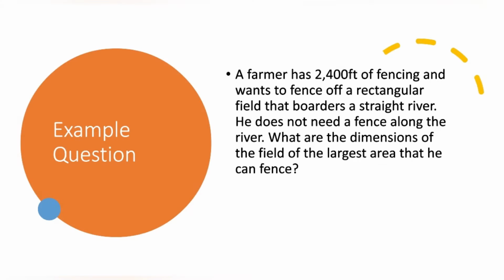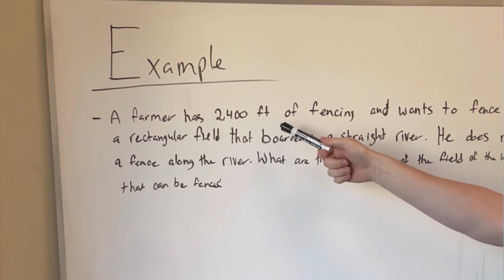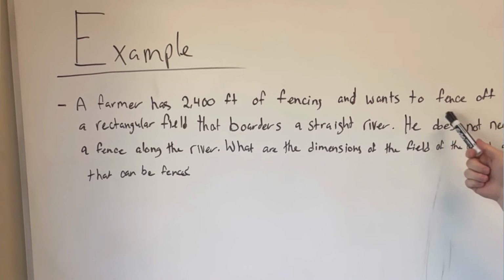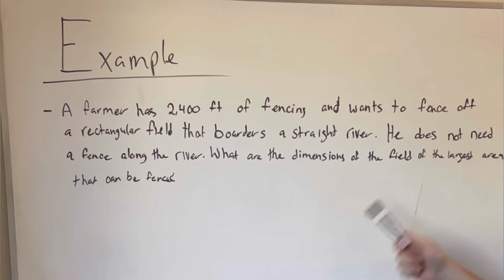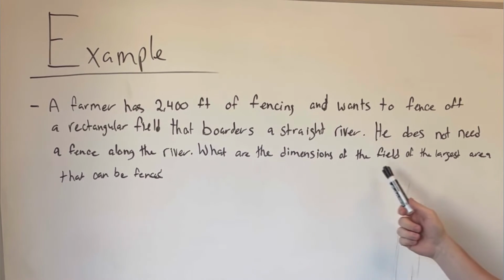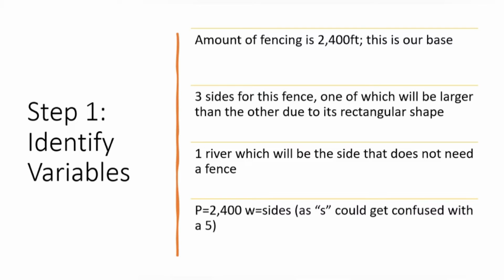Here is our example problem. A farmer has 2,400 feet of fencing and wants to fence off a rectangular field that borders a straight river. He does not need a fence along the river. What are the dimensions of the field of the largest area that he can fence? Remember, a variable is a letter that represents a quantity.